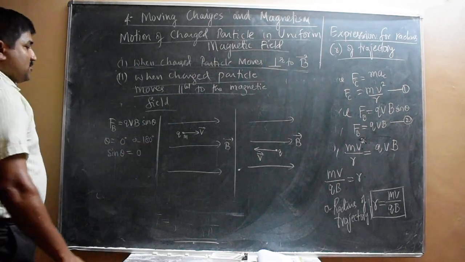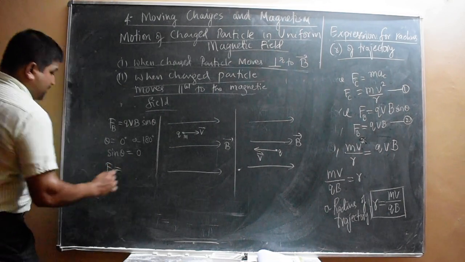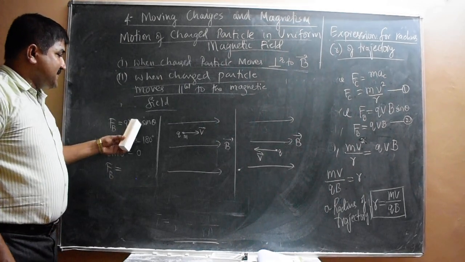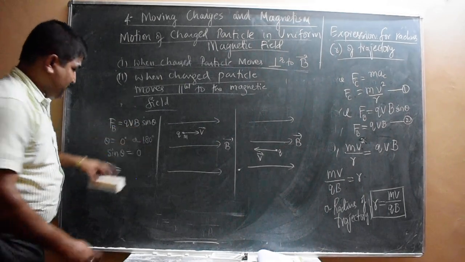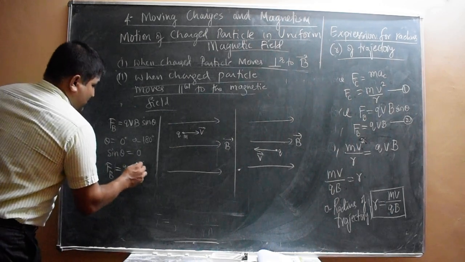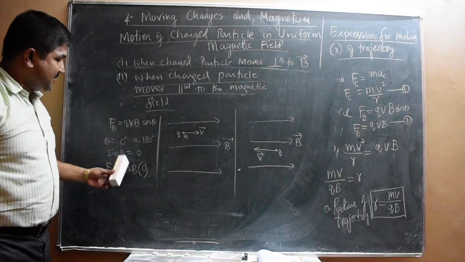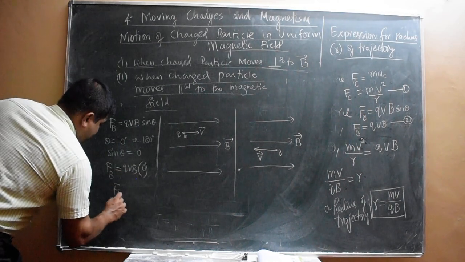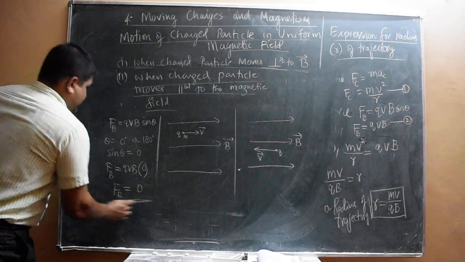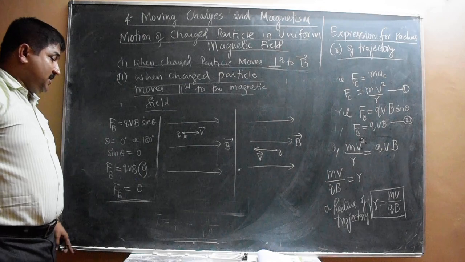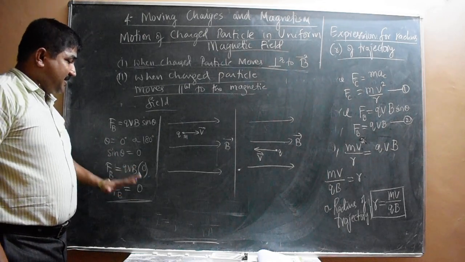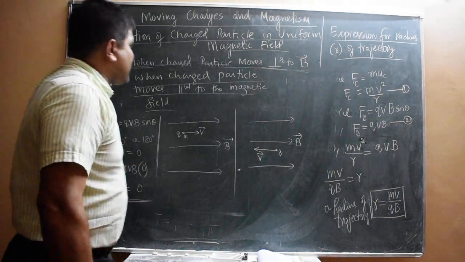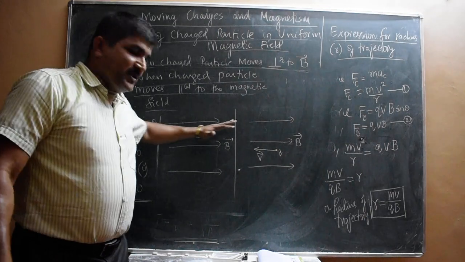radian. So then what happens to the magnetic force experienced by the charge? The magnetic force experienced by the charge is qvB sin theta, so that is qvB into sin 0. Correct? Sin 0 is 0, or sin 180 degree is also 0. Hence the magnetic force experienced by the charge is 0. That means the charged particle does not experience any force. Then what happens to the charged particle? It will continue to move in its original path.